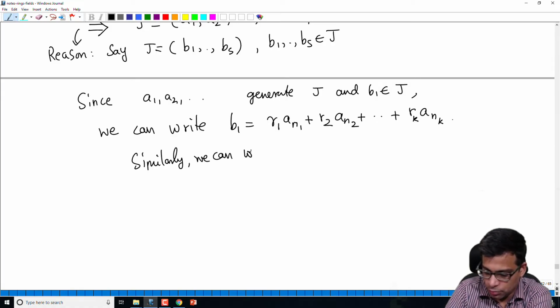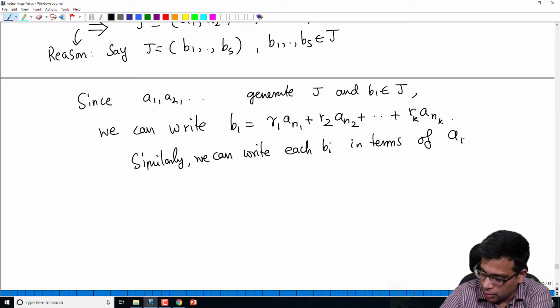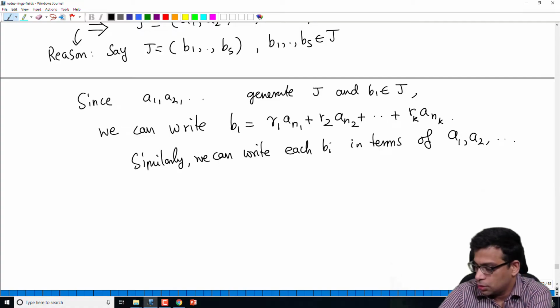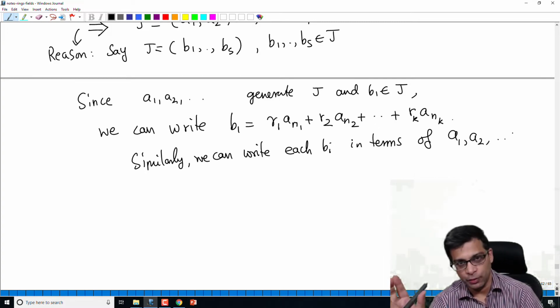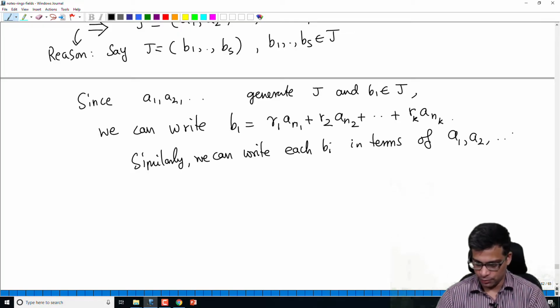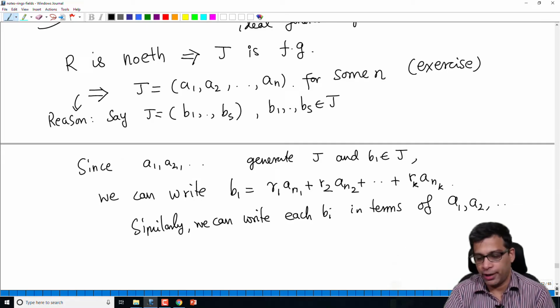Similarly, we can write each Bi in terms of the Ai's. The point is, maybe B1 will require the first 1000 Ai's, B2 requires the first 1 million Ai's, B3 may require the first billion, but I don't care. Because B1 through Bs is a finite set, I will look at all the Ai's that appear in B1, all the Ai's that appear in B2, all the Ai's that appear in Bs, and look at the largest index of A that appears in those and take those up to that index, A1, A2, An.